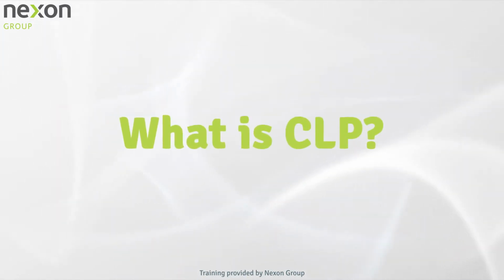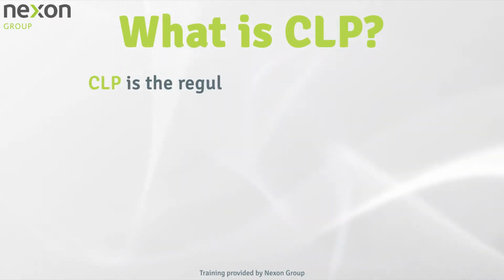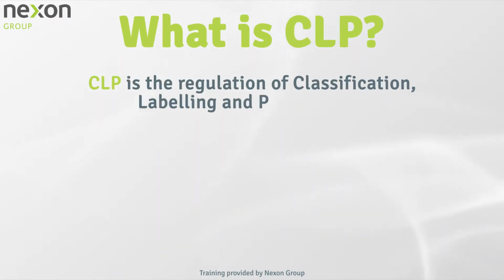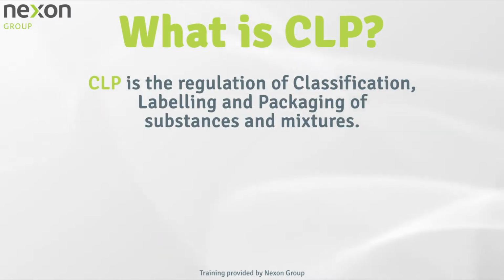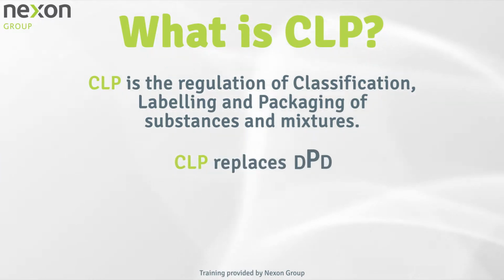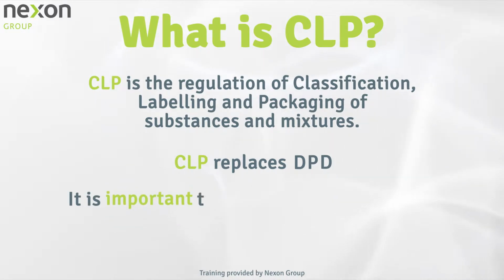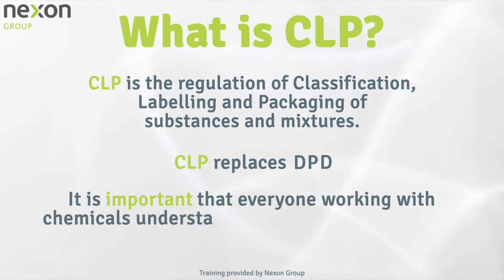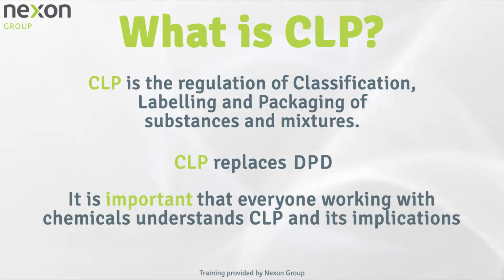What is CLP? CLP is the regulation of classification, labeling and packaging of substances and mixtures. CLP replaces DPD, or Dangerous Products Directive. It is important that anyone using chemicals understands CLP and its implications.